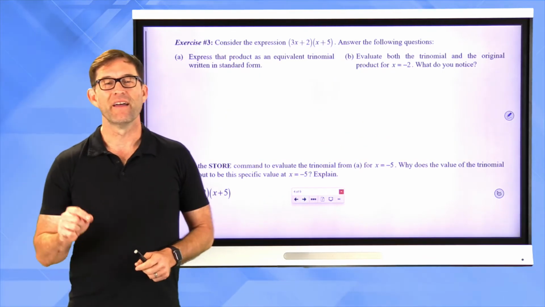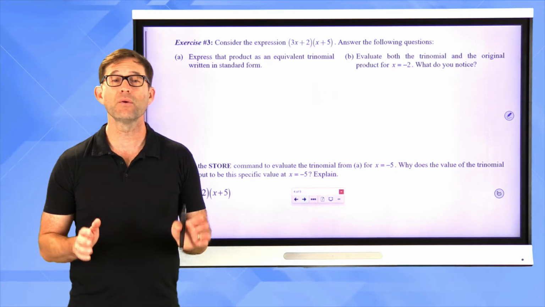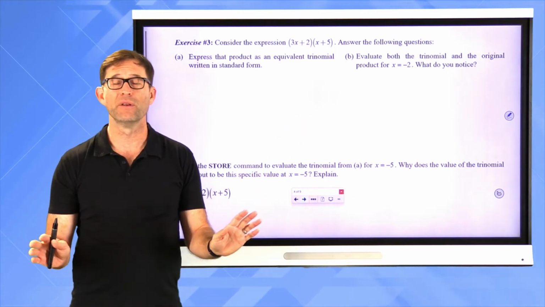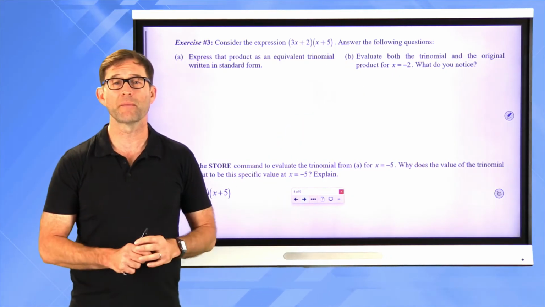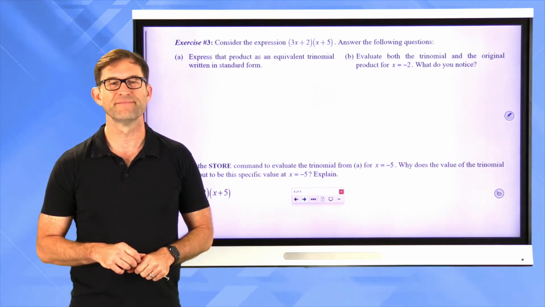All right, exercise number 3. Consider the expression 3x plus 2 times x plus 5. Answer the following questions. Letter A. Express that product as an equivalent trinomial written in standard form. Great. So why don't you go ahead and take the product and multiply it all out like we did a few lessons ago when we were multiplying polynomials, and just get that answer here. Take a minute to do that.